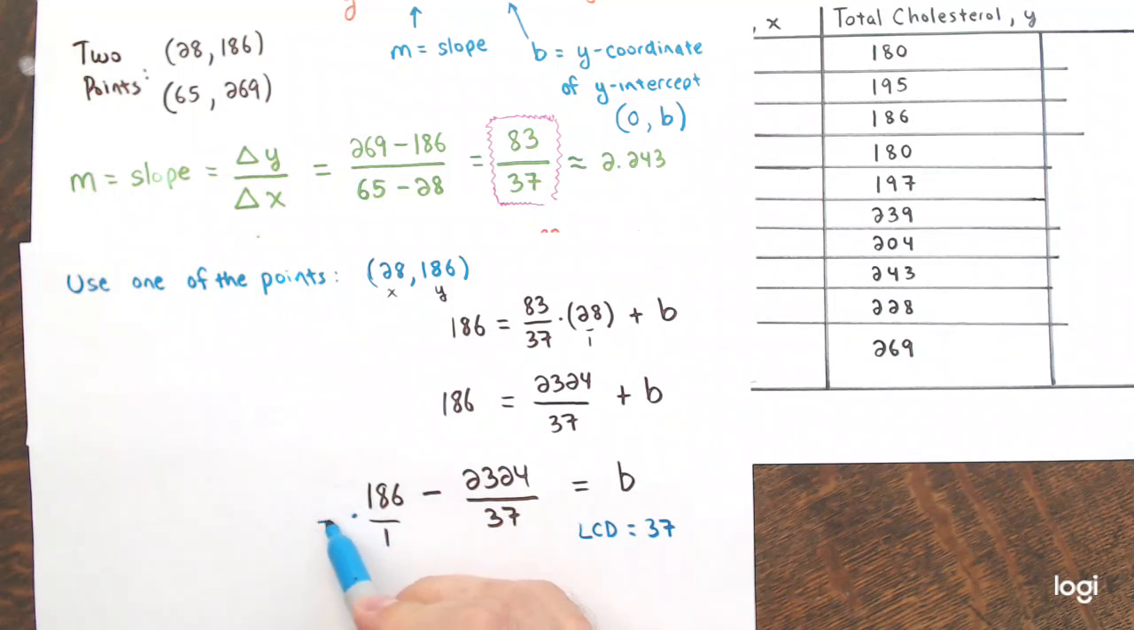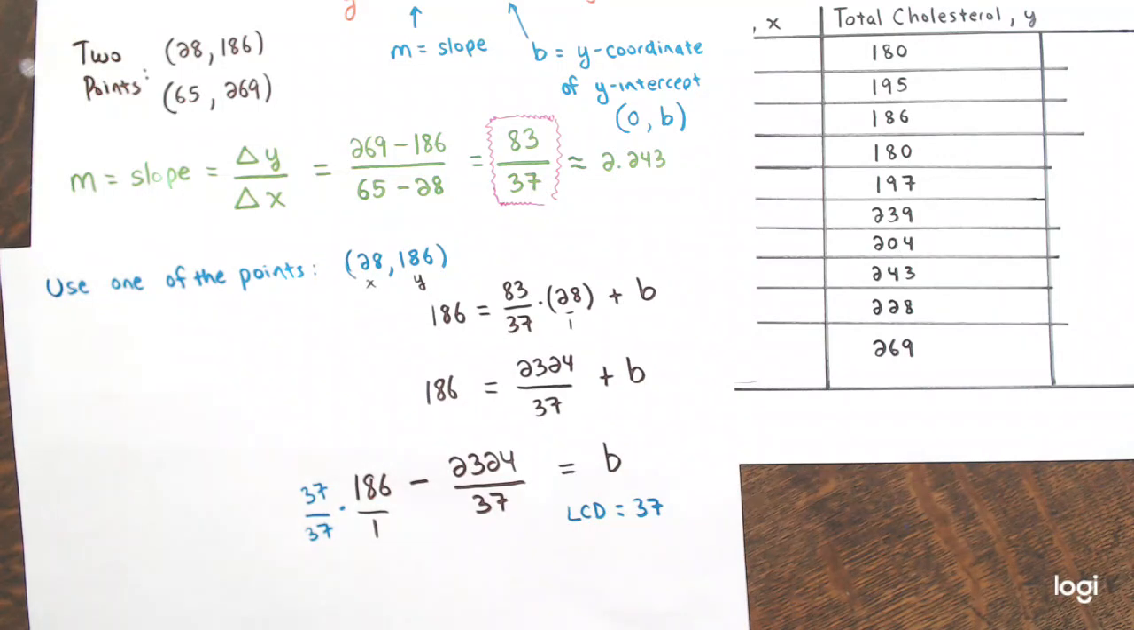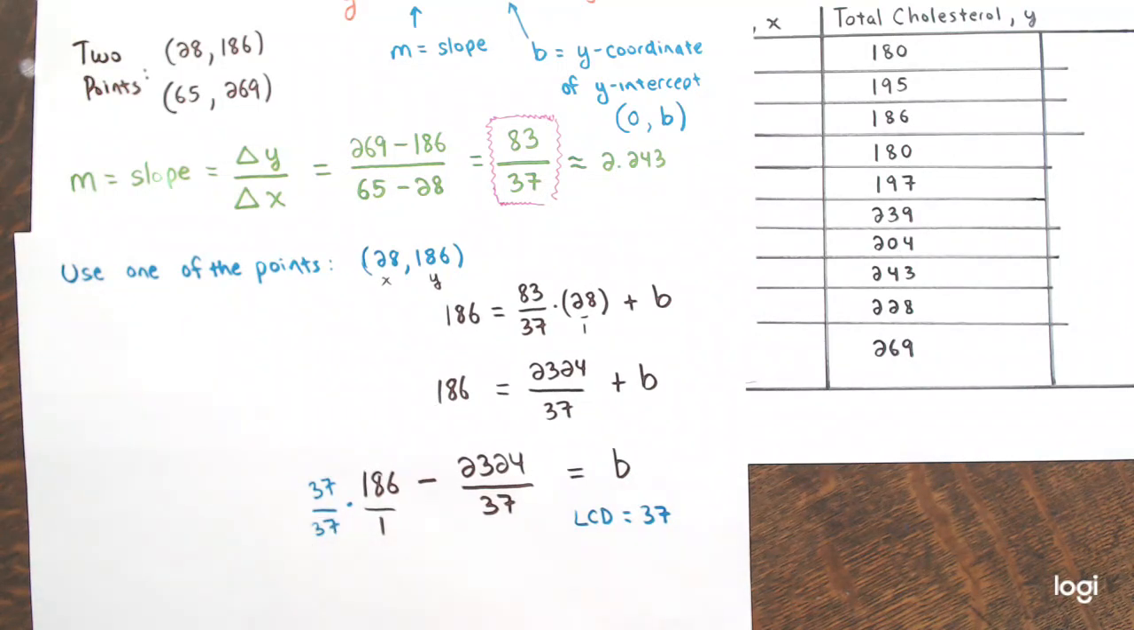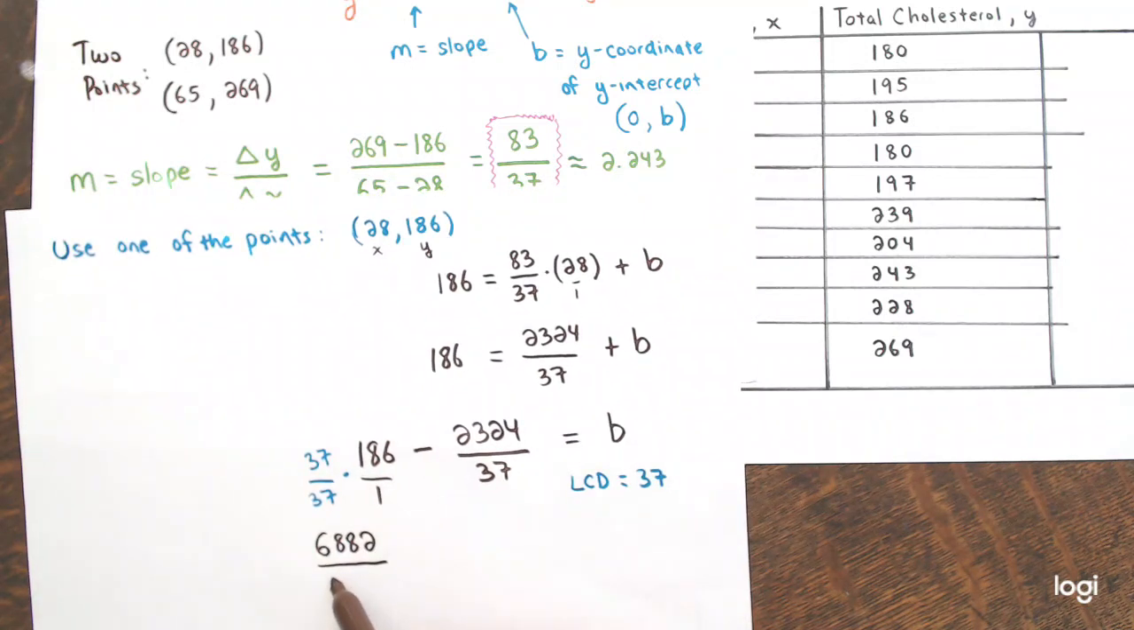So this fraction's okay. It has the LCD already. It's this other fraction that I need to multiply the numerator and denominator by the same number to change the denominator into 37. The denominator is 1, so I would have to multiply it by 37, and the same in the numerator. And we get this fraction. Again, I'm going to go to the calculator here. I got 37 times 186 in the numerator. So that's 6,882 in the numerator over 37 times 1, 37 in the denominator, minus 2,324 over 37. And again, this is equal to what b is.